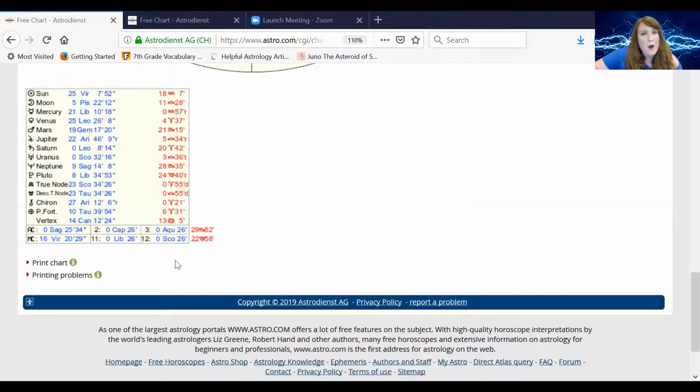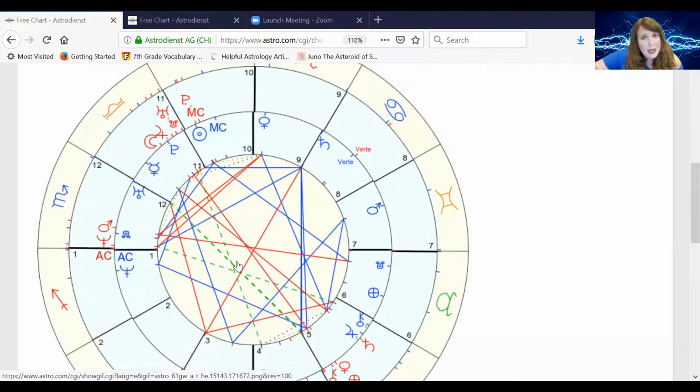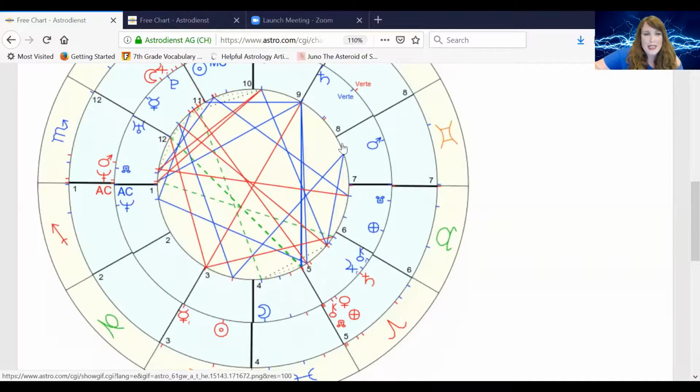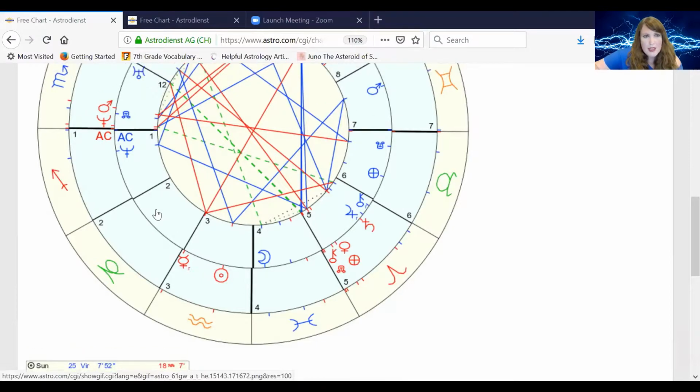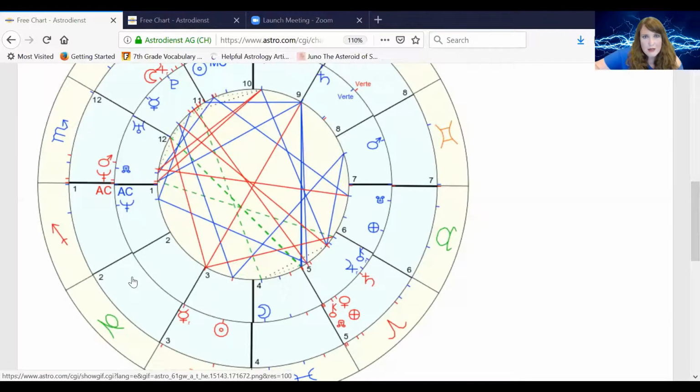And how wide are the parameters for a conjunction? Well, obviously we'd like it to be as close as possible. If it is within 2 degrees, it's going to be a really, really, really powerful conjunction. If it's within 6 degrees or even 8 degrees, you're still going to feel it. But ideally, you want it to be within 6 degrees. That's just what I prefer. Different astrologers do different things. That's just my way. Okay, so here you can see this is where the anti-vertex is, but it's not marked. But I want you to know that it's there, okay?